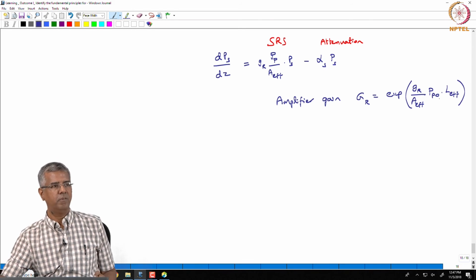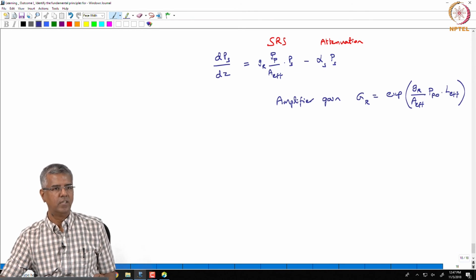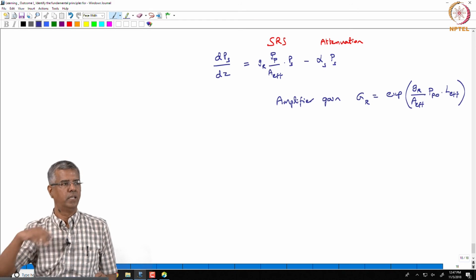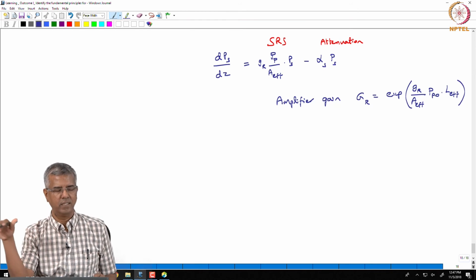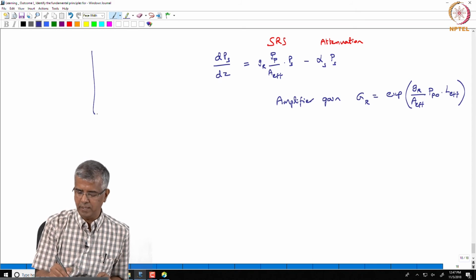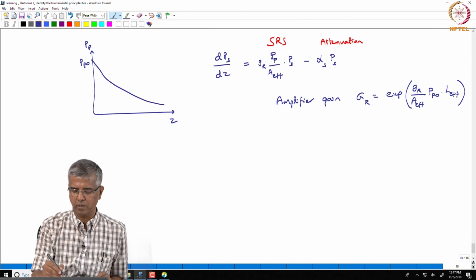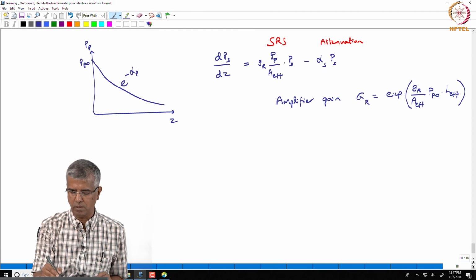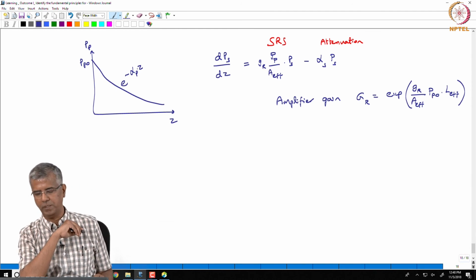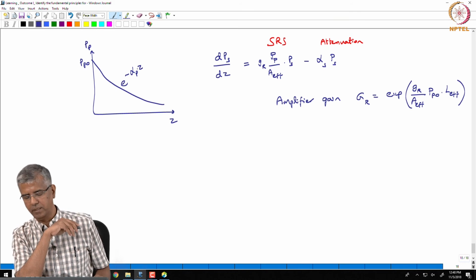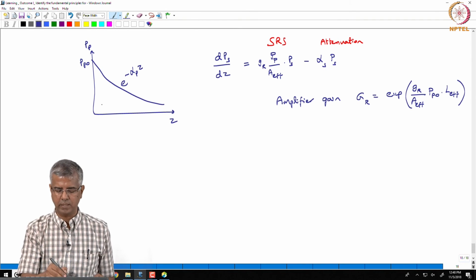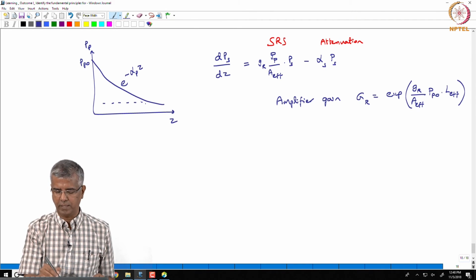Why does L_effective come into the picture? Because the pump power is getting depleted. The pump power as a function of z is going to get depleted. So P_P0 is the power here, and this will go down as e to the power minus alpha_P z. So the total gain is over a certain effective length.